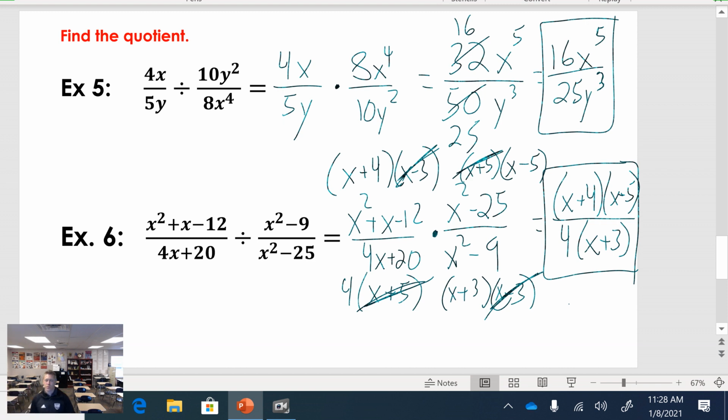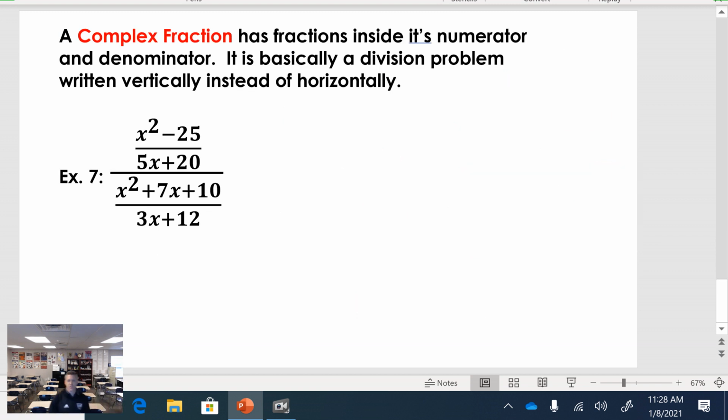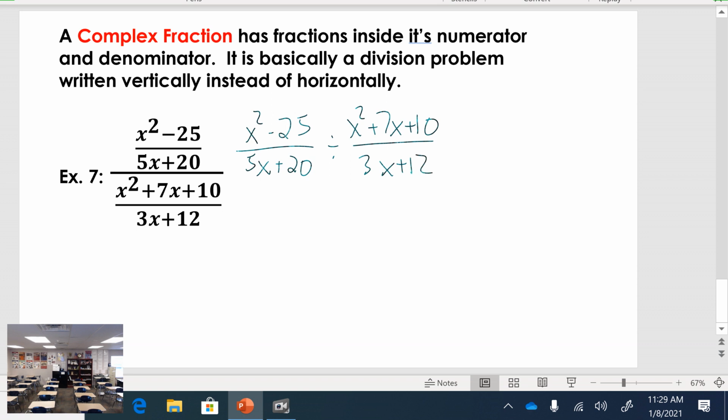All right, so that is finding the quotient. Now there's one other way to find the quotient, where you are given a complex fraction. With a complex fraction, you're still going to use the same concept: you flip, so you get your reciprocal, and then you change the sign to multiplication. I'll write out each of the steps here. You've got x squared minus 25 over 5x plus 20, and another way of writing this is divided by x squared plus 7x plus 10 over 3x plus 12. So that's more like examples 5 and 6 that we saw.